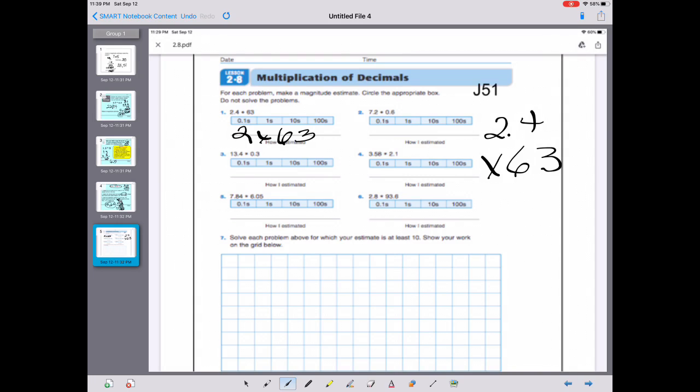63. That would be closest to 60. 60 times 2. 6 times 2 is 12, with 1 0 on the end. 120. So it would be in the 100s. You try the rest of them. And take a picture of your work. Or send it on the Google form if I sent that to you.